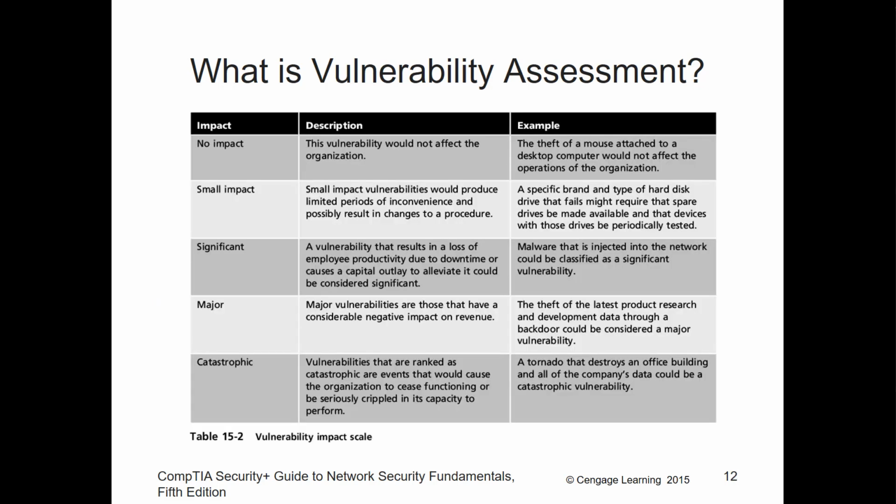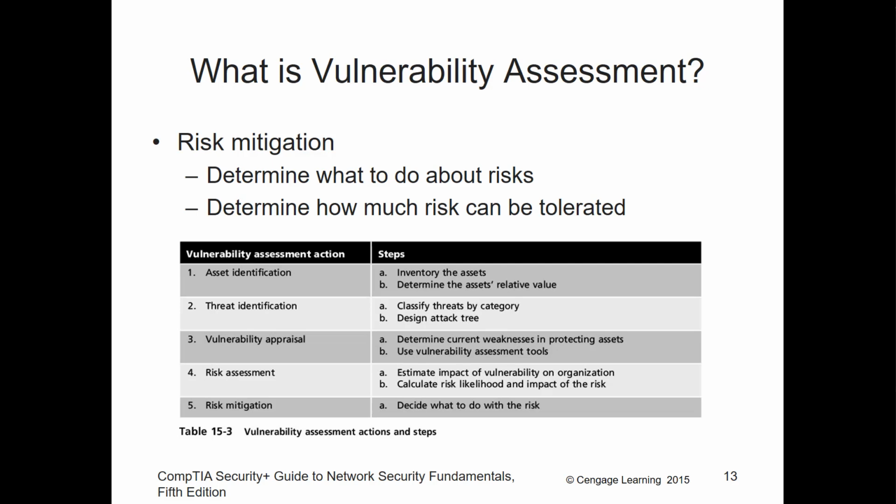So an impact scale could be like no impact, small impact, major, catastrophic, significant, and then there should be a way to rank them. Risk mitigation is about determining what to do about risk. We can identify assets, threats. We can kind of see what we want to do with them. Part of the risk mitigation is, again, what to do with the risk. Can we mitigate it? Can we transfer it? Do we just accept it?